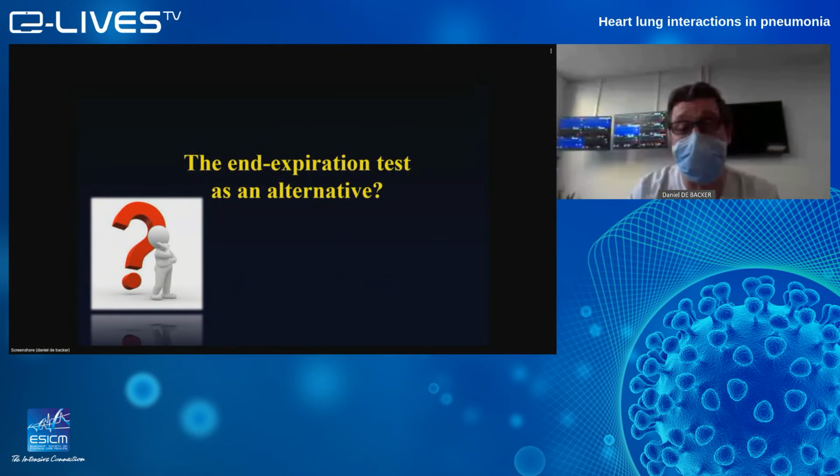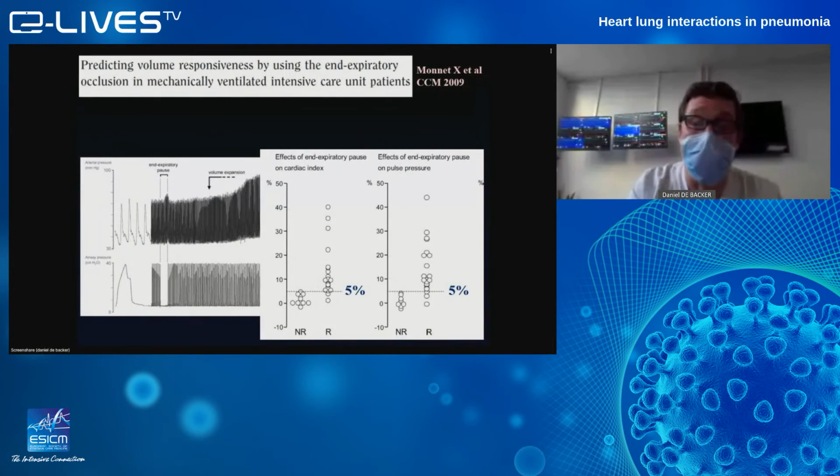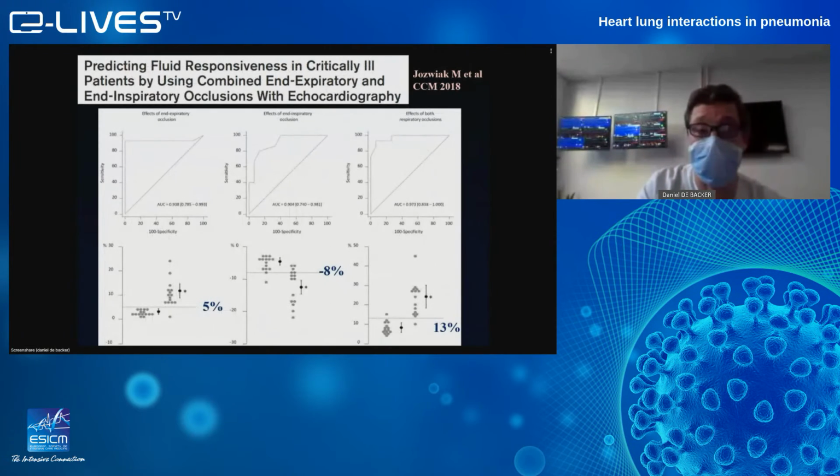Is the end-expiratory occlusion test an alternative? Well, by doing an expiration pause, we can see an increase in stroke volume detected in different ways. Here it was mostly the aortic Doppler that was used, and by the changes during the pause, it can identify responders to fluid in these conditions.